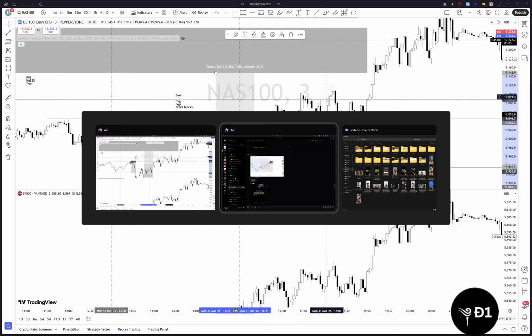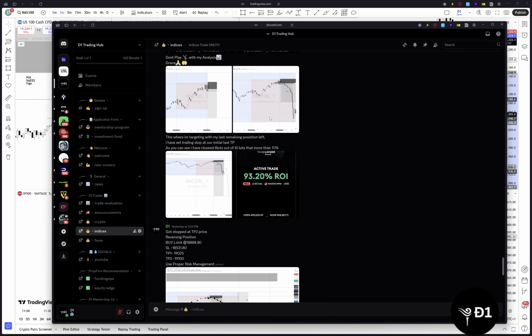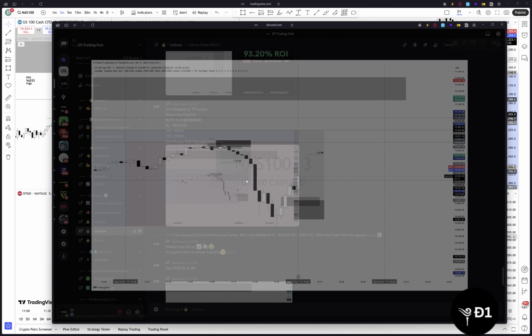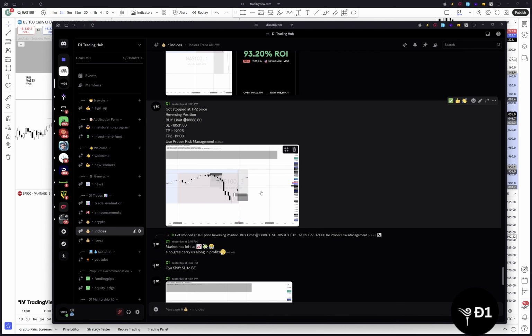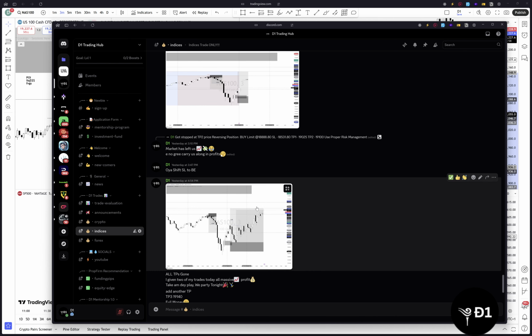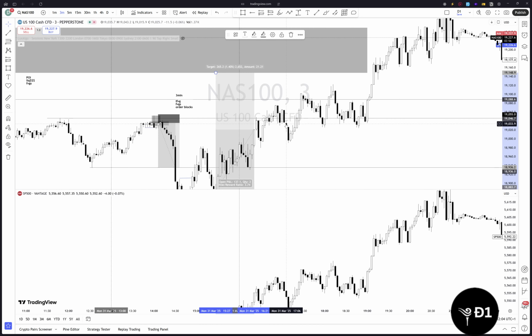This same trade that I gave, also our last trade for the day that I gave to the team, I mean to the members on the D1 Trading Hub platform, and we all smashed it. We all made money. We all made profit.